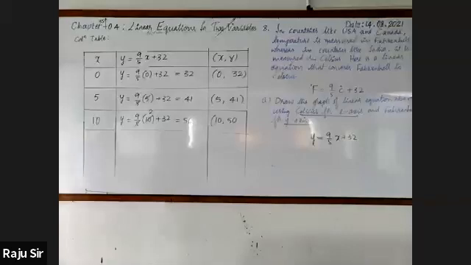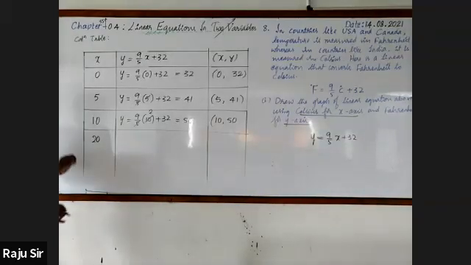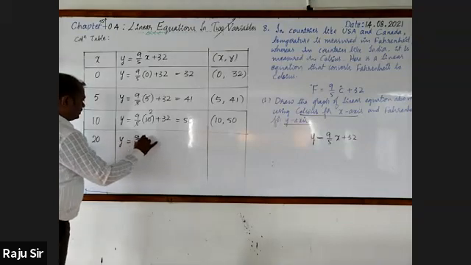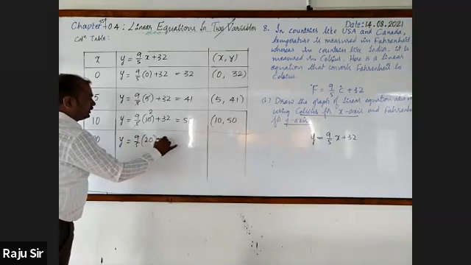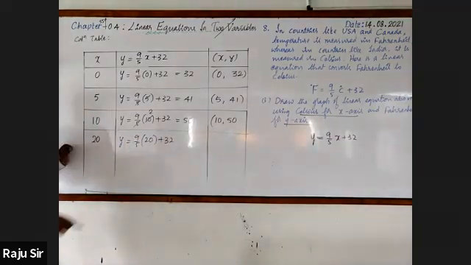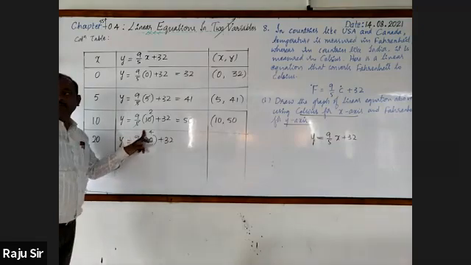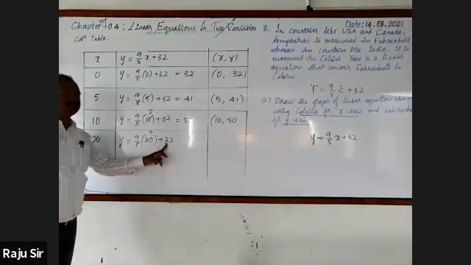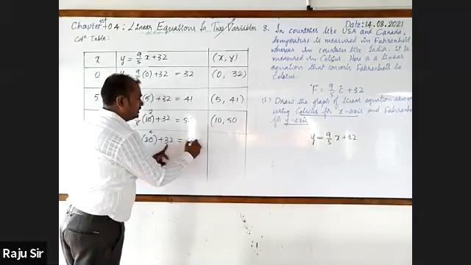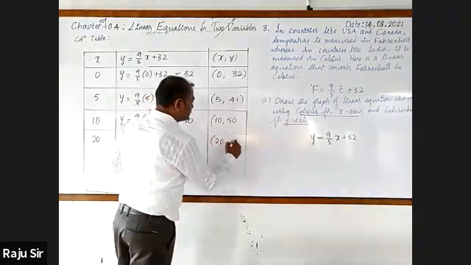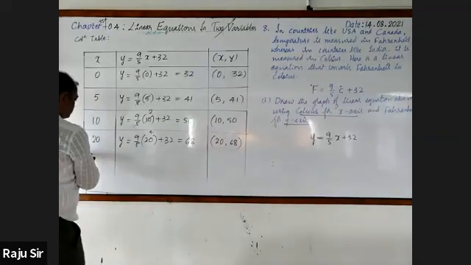Next. 20. y equal to 9 by 5 into 20 plus 32. Cancel it. 4s are 9 4s are 36 plus 32, 68. 20 comma 68. Take one more.